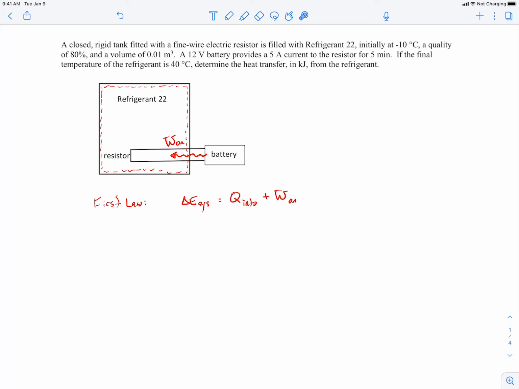Okay, so let's go ahead and expand this out, the change in total energy of the system. That'll be equal to the change in internal energy plus the change in kinetic energy plus the change in potential energy of the system. The kinetic energy and potential energy of the system aren't changing. The refrigerant R22 isn't moving around. It's not changing velocity. It's not changing elevation. So these two terms are zero. And so if I rearrange this, I'll have Q into is equal to the change in internal energy of the system minus the work done on the system.